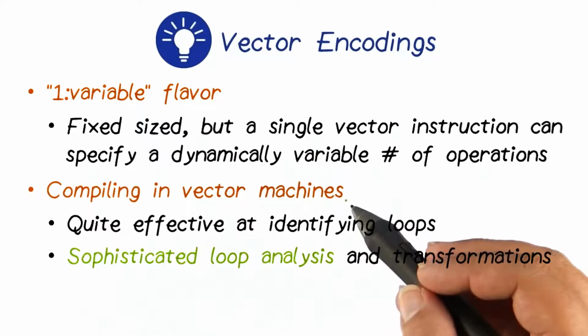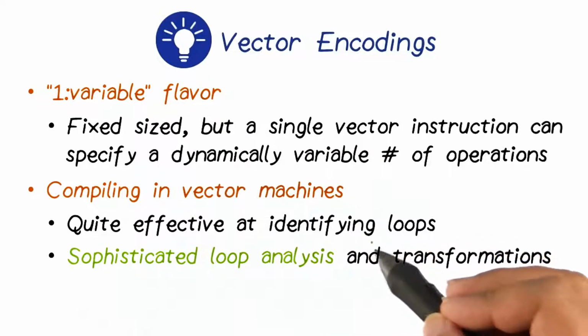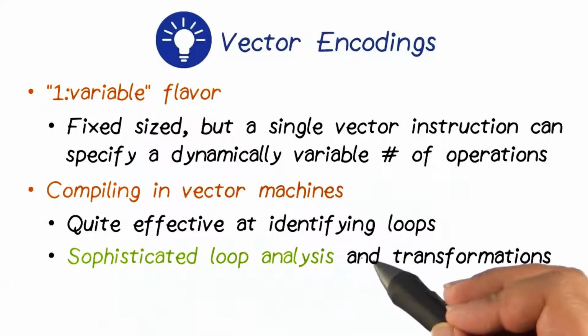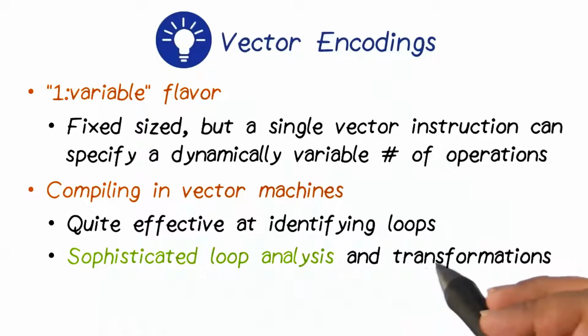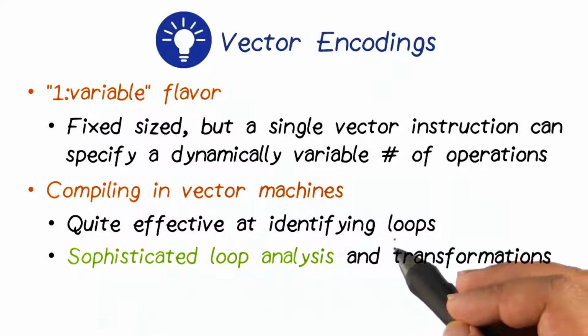So how does this really work for vector machines? Well, you have all these different media instructions. They're sitting inside the loops, and the compiler performs effective loop analysis and transformations to get all these different operands into these instructions and vectorizes the code.